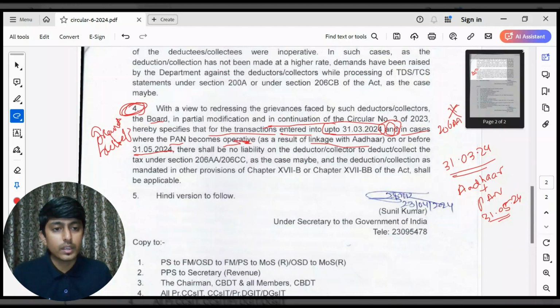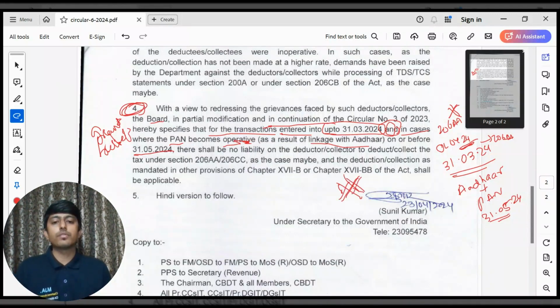all the defaults under section 206AA will be quashed. Let's say there are certain transactions from 1st April 2024 onwards; then in such cases 206AA has to be complied with, and the benefit of this circular is not available. Is that clear? So this is the crux of the particular circular that we are looking at.